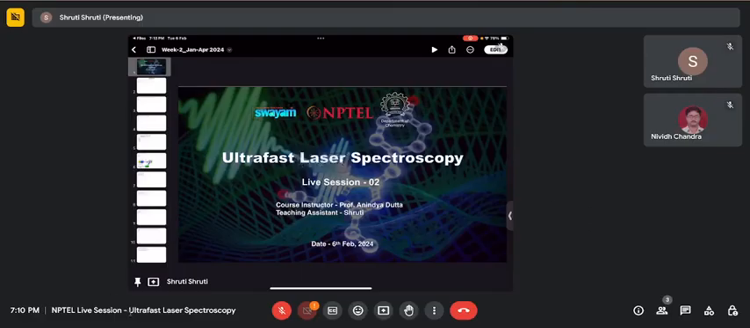Okay, so the first question is, a laser spectrometer has superior resolution than an ordinary spectrometer.